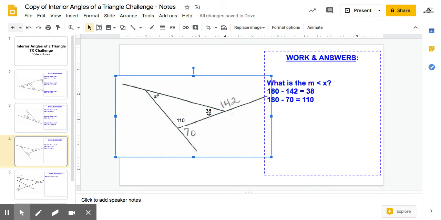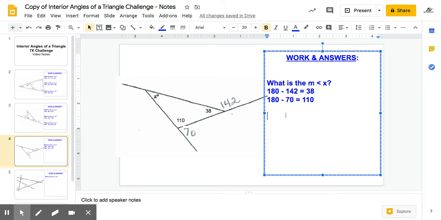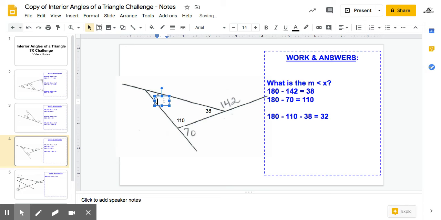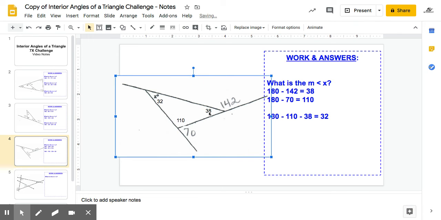Since I now know the measure of these two angles in the triangle, I can find the measure of angle X by using the fact that the interior angles of a triangle have to add up to be 180 degrees. So I can subtract 180 minus 110 minus 38, which gives us 32. So that tells us that the measure of angle X has to equal 32 degrees.